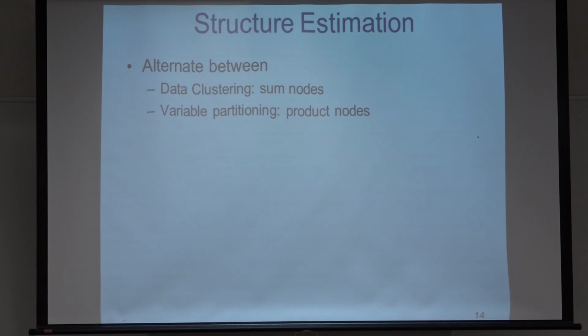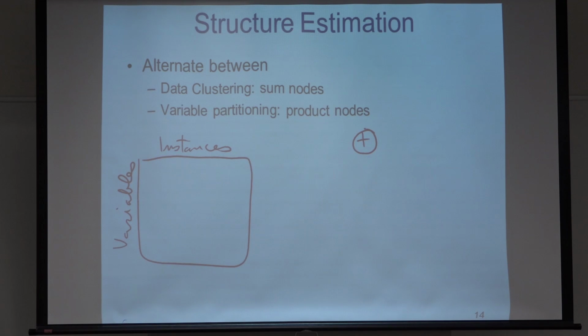Okay, so let me just draw something here. So again, if I have my data, here I'll have instances and the variables. One way of doing structure estimation or structural learning is that we're going to partition the variables and we're going to partition the data in such a way that will give us those sum nodes and product nodes. So here we can start with either the sum nodes or the product nodes. Let's just say that for now I'm going to start with creating a sum node at the top.